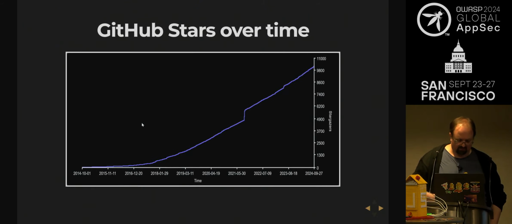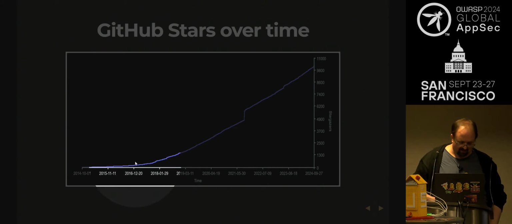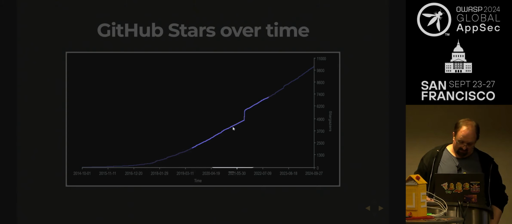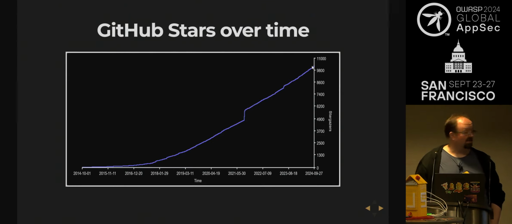GitHub stars, you can relatively easily spot where the project went into OWASP, right? So this was my personal account, then it went into OWASP and slowly started climbing. At some point it was for some reason trending on GitHub and made a big jump, but since then it's still steadily climbing and is now slightly over 10,000 stars.